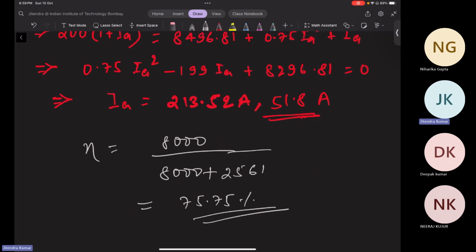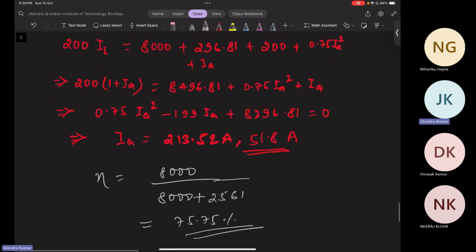Okay, any doubt? It was pretty much a repetition of the last problem, but with just the addition of brush losses. But I hope it will provide you practice of such types of problems.